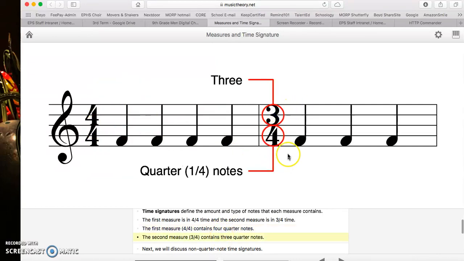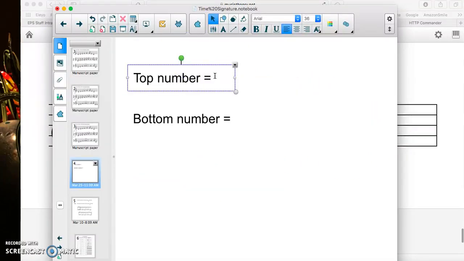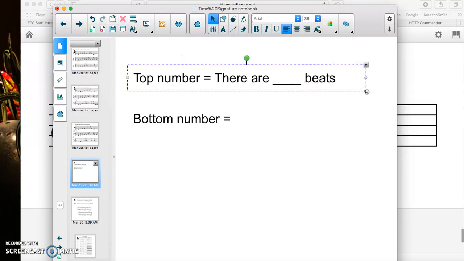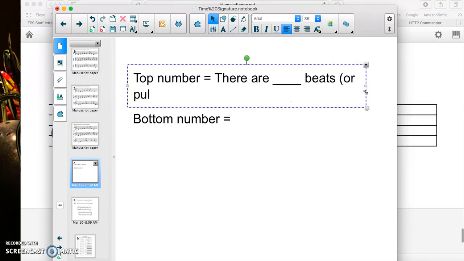In 3/4 time, we have 3 beats per measure. And once again, the quarter note receives one of those beats. So in 3/4 time, we can only have 3 quarter notes, or the equivalent of 3 quarter notes, in that measure. The top number always means there are blank beats, or you could say pulses, per measure.